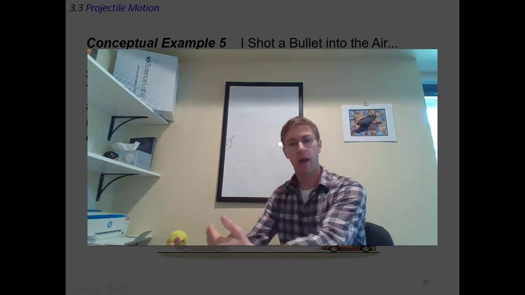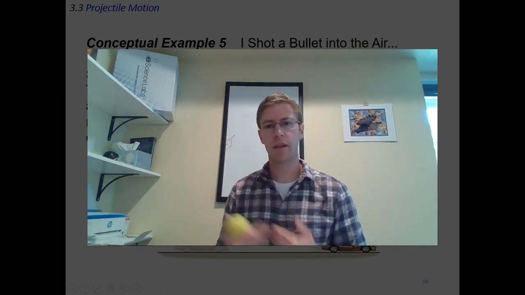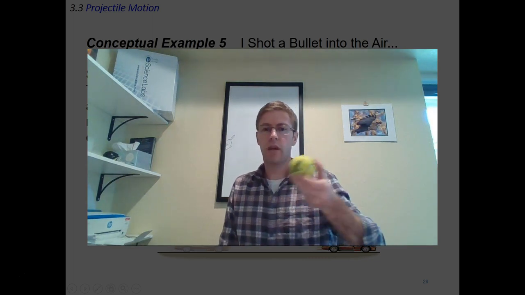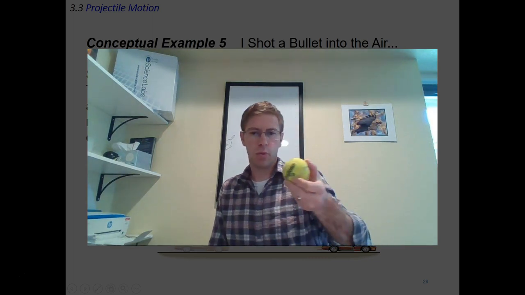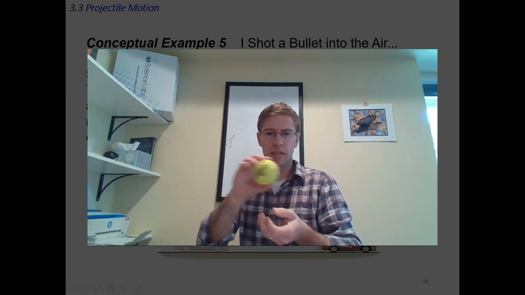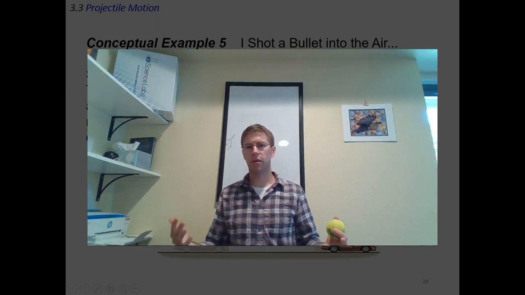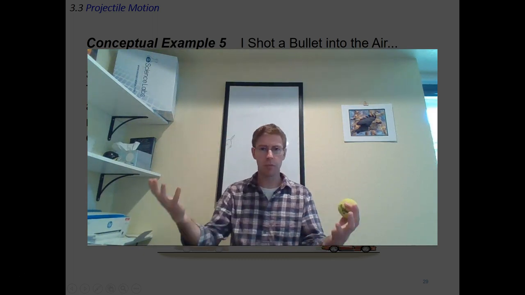Because the initial velocity that I have in the x direction is the same as the ball, because as the car is moving or as I am moving, the ball's moving with me. And so throwing it straight up, it still has that horizontal velocity, right? And now this might seem a little weird to people, but you should be used to this, right?